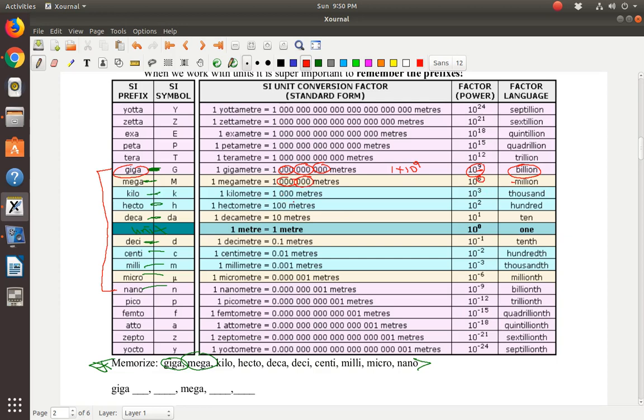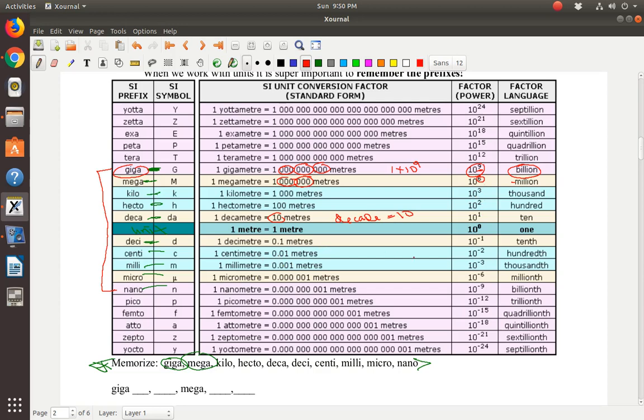Kilo means 1,000. Hecto means 100. Deca, like a decade, it means 10. Remember, a decade is 10 years. So 10. It's 10 to the 1. Notice how it's going 9, 6, 3, and then 2, 1. And we're going to make up for those differences in a minute.